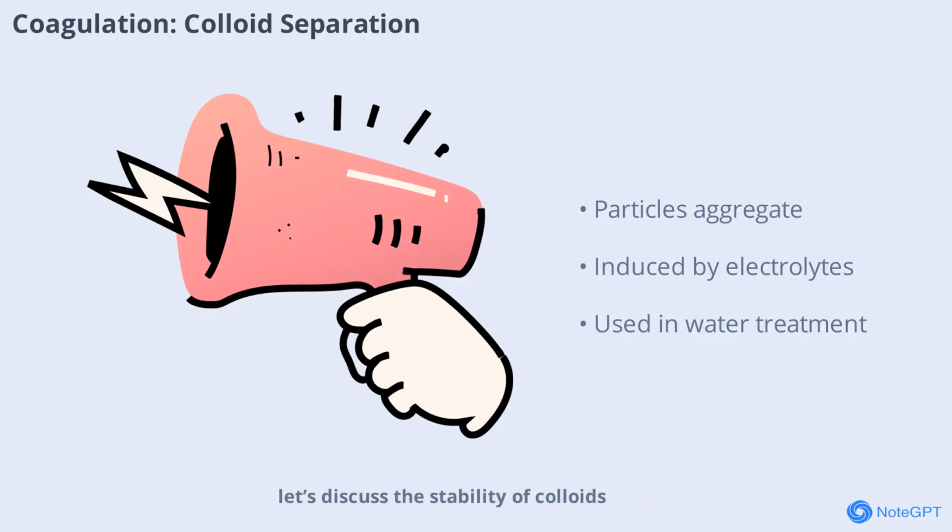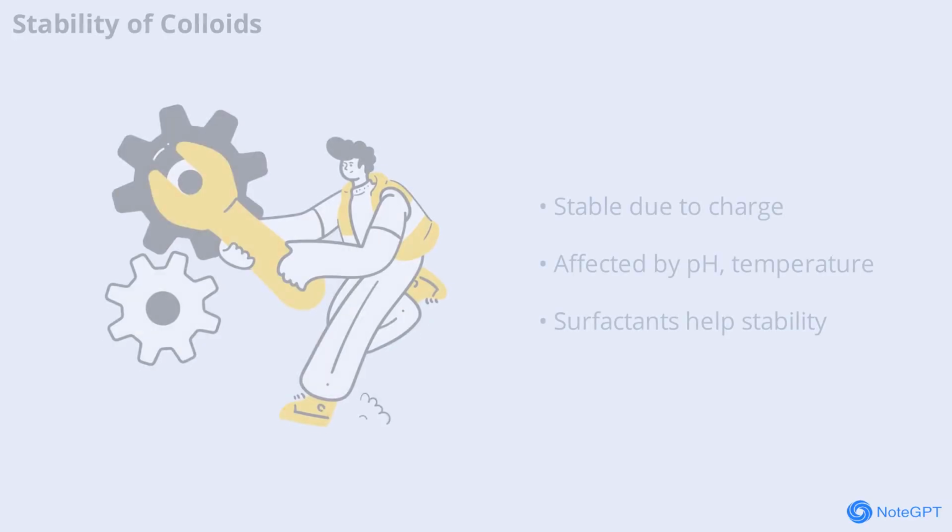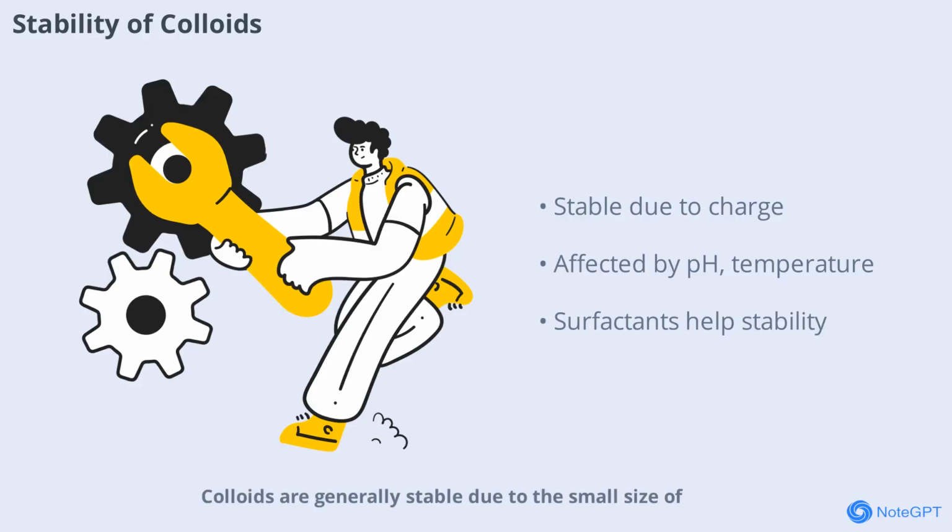Now, let's discuss the stability of colloid. Colloids are generally stable due to the small size of their particles and the presence of charges that prevent aggregation. Stability can be affected by temperature, pH, and the presence of other substances. Surfactants and stabilizers are often added to maintain colloidal stability in products like creams and paints. Loss of stability leads to coagulation or precipitation. Maintaining colloidal stability is crucial in food, pharmaceuticals, and cosmetics.